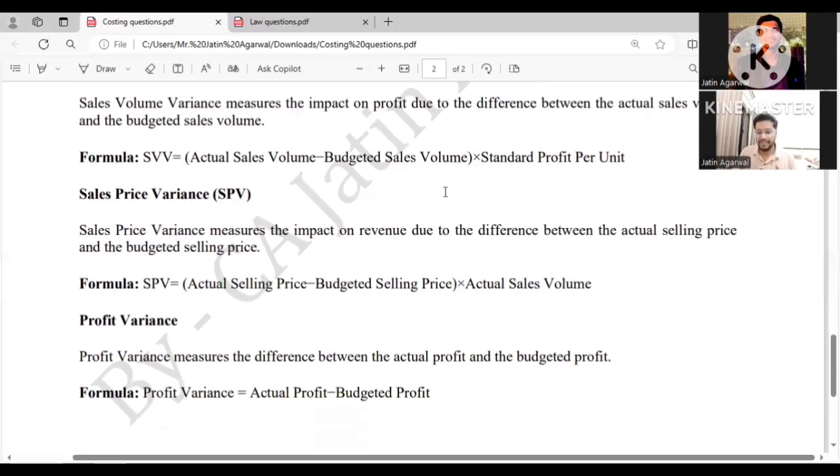Next is your profit variance. Profit variance measures the difference between actual profit and budgeted profit, right? So where is the formula? Profit variance equals actual profit minus budgeted profit, right?